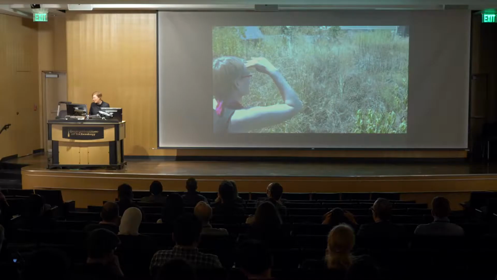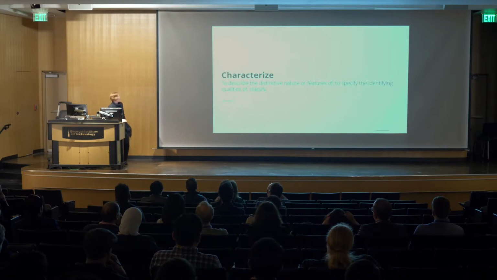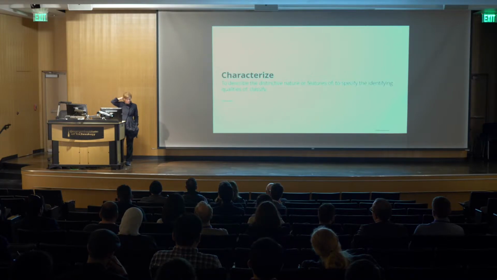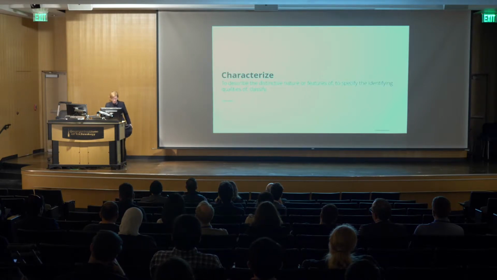But really what we've done is we've given people the agency to describe the distinctive nature or features of, to specify, identify qualities of, and classify. Essentially, we've given people the agency to characterize. So what's interesting, of course, is that we've said that describing is essential. Describing how something behaves is essential to what we do as architects.